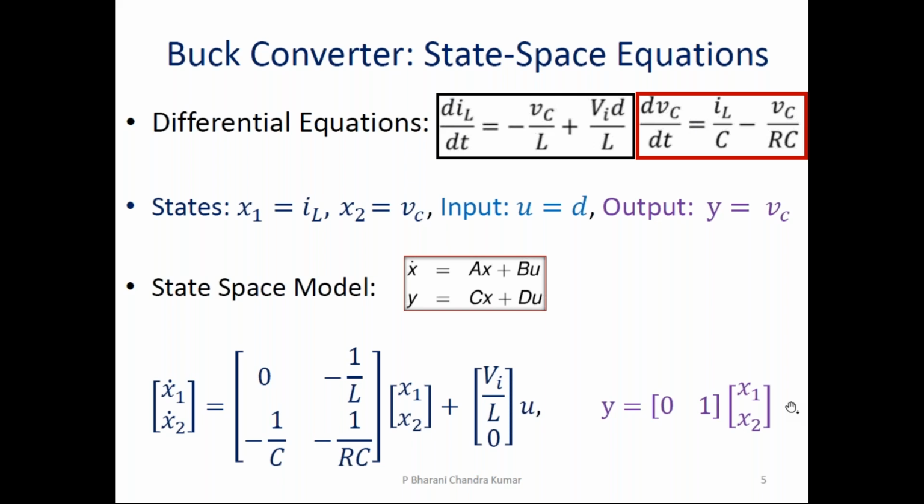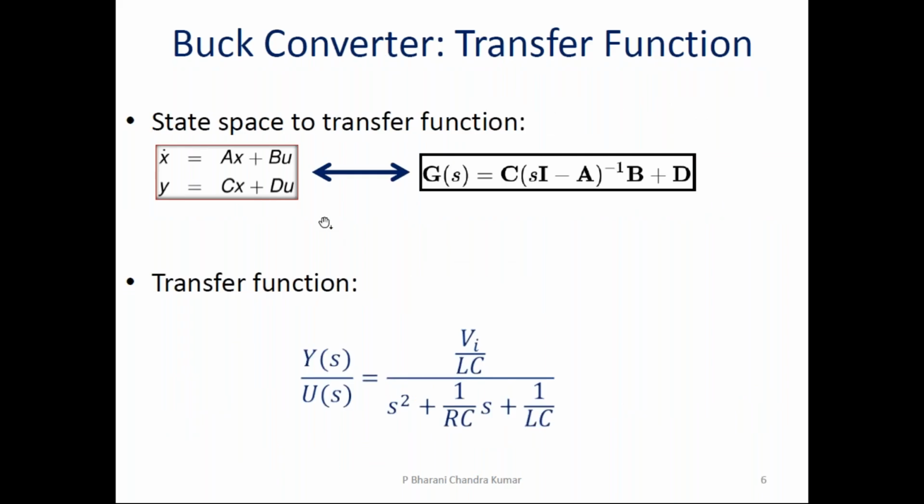Once I have the complete state space model, there is a process called state space to transfer function. So for the state space model we have just derived for the buck converter, if I want to convert the state space to transfer function, this is the standard formula: C into (sI minus A) whole inverse into B plus D. D in our case is 0. Here C, A, B are the matrices, s is the Laplace operator, and I is the identity matrix of the same size as A. So this is a 2 by 2 identity matrix in our buck converter.